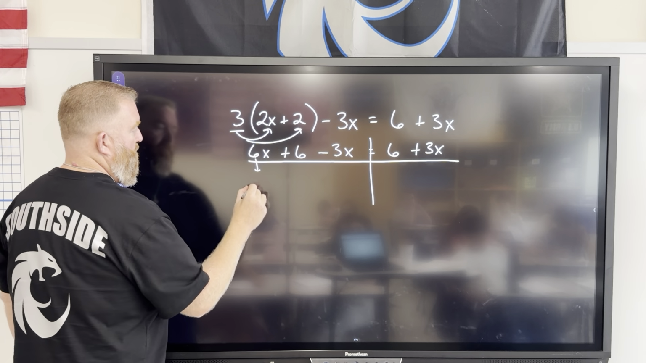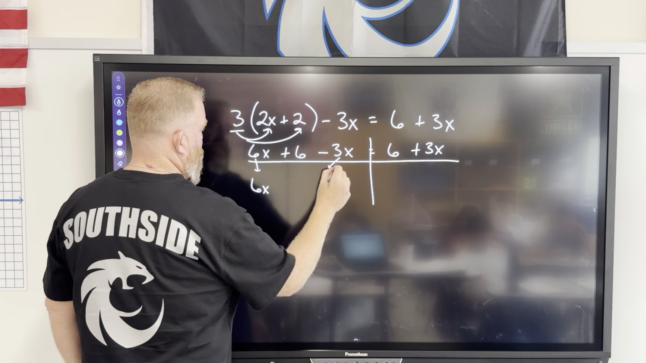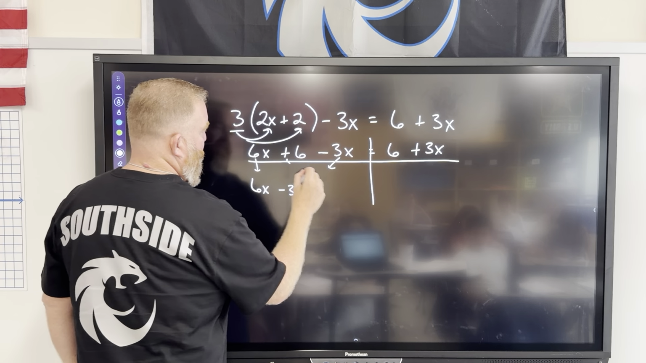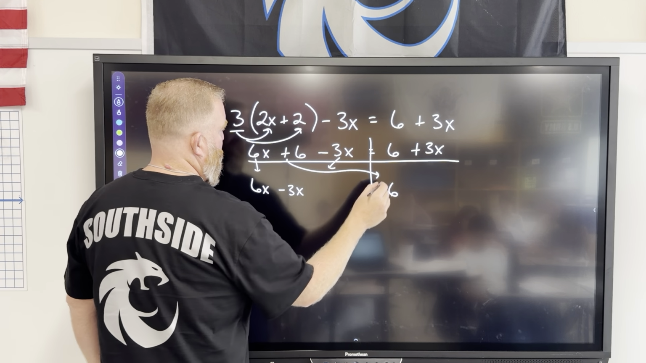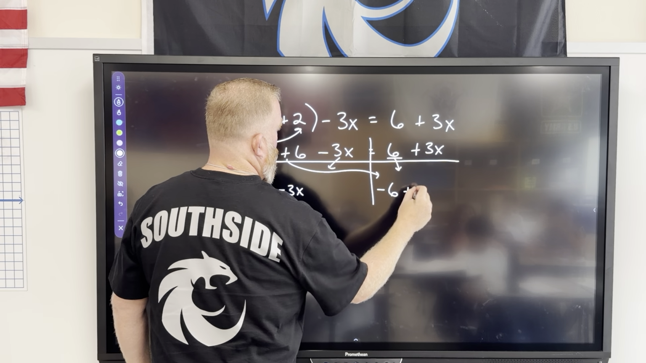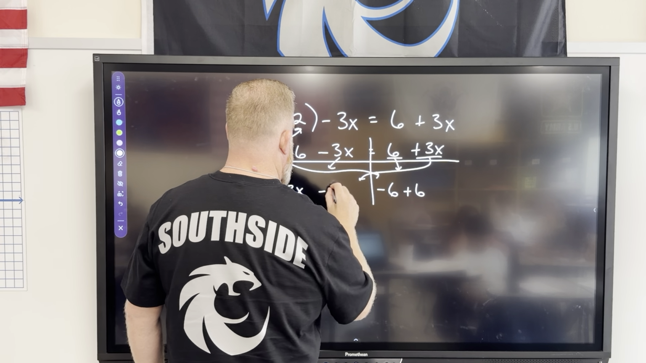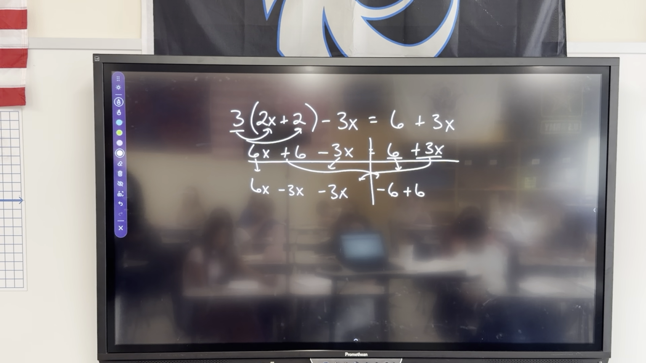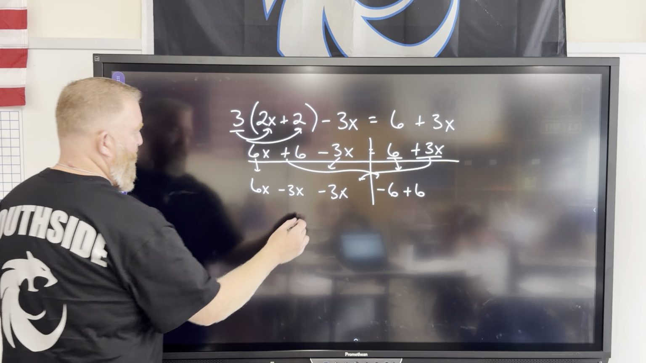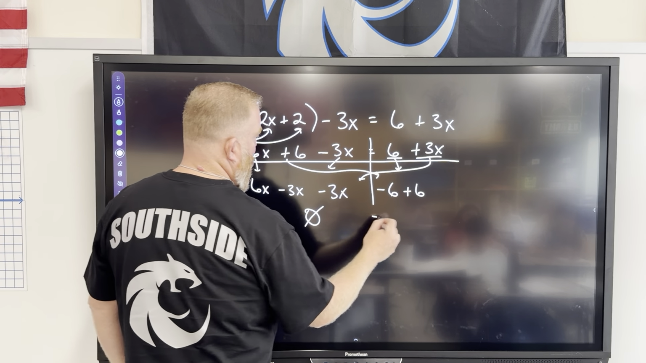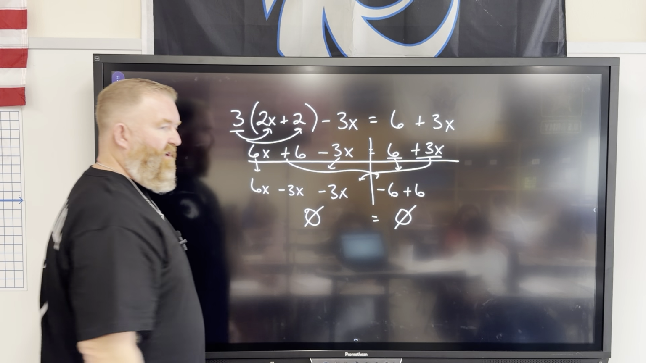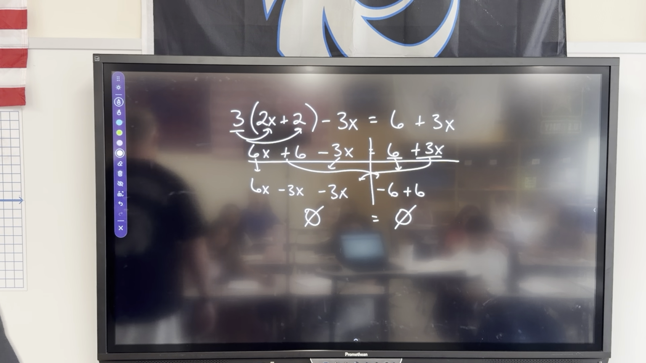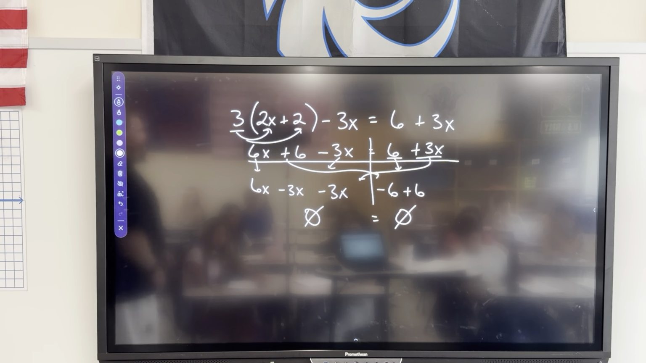Here we go. 6x stays. Negative 3x stays. Positive 6 becomes a negative 6. This positive 6 stays. Positive 3x becomes a negative 3x, correct? Is everybody good? And if you notice, now I've got all the letters on the same side, I got all the numbers on the same side. So now we can do the math. Okay, what is 6 minus 3 minus 3? 0x. So we got 0x, or just 0. What is negative 6 and positive 6? True or false? True. What does it mean? Infinite solutions.